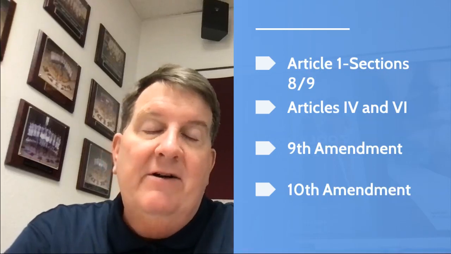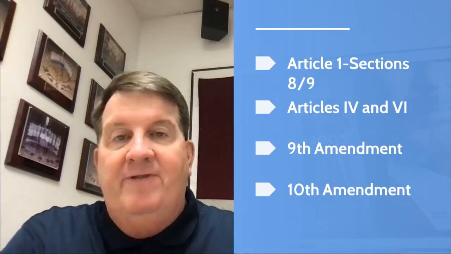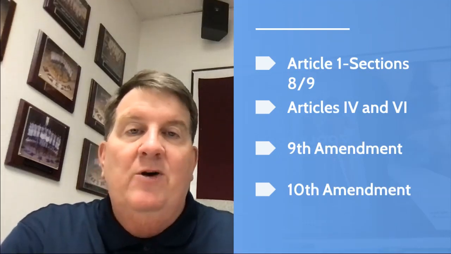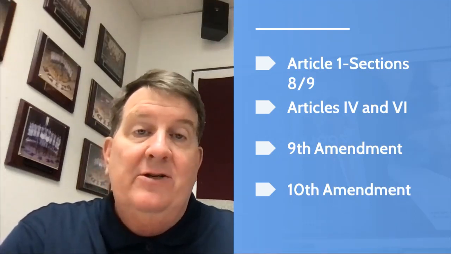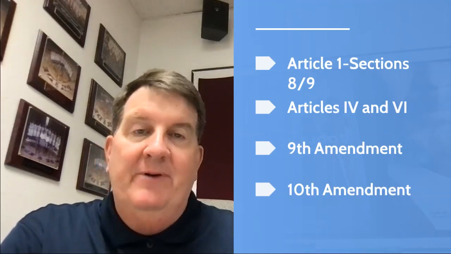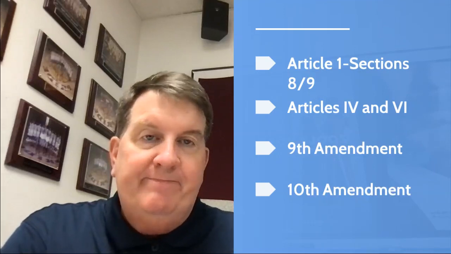So this is how we get our structure for federalism. We know what Congress can do. We know what it can't do. We know what states can do. We know what they can't do. We know how we're supposed to be honoring other states' rights.